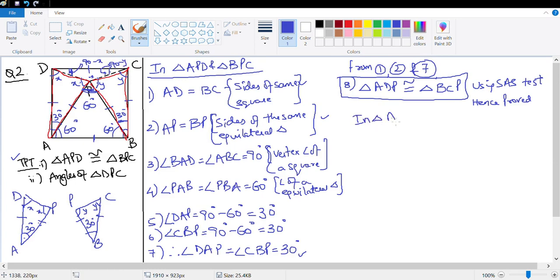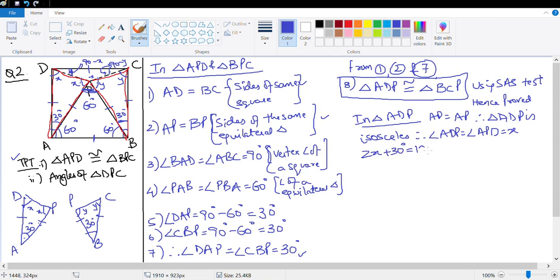In triangle ADP, AD is equal to AP, right? Therefore, triangle ADP is isosceles. Therefore, angle ADP is equal to angle APD. My mistake, APD is equal to X. So 2x plus 30 degree is equal to 180 degree, which means 2x is equal to 150 degree, which means x is equal to 75 degree. So this angle is 75 degree.